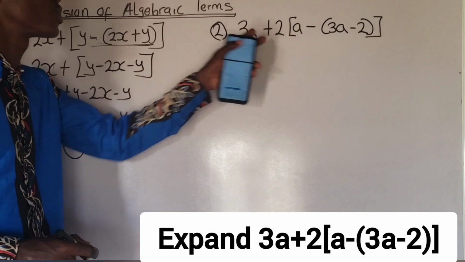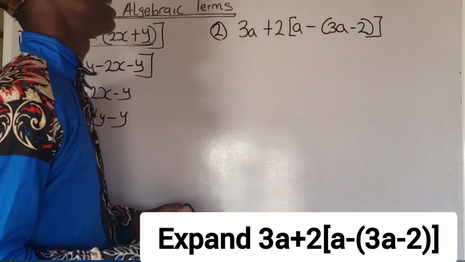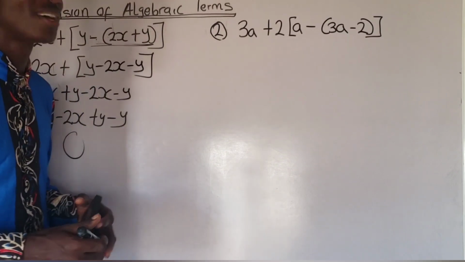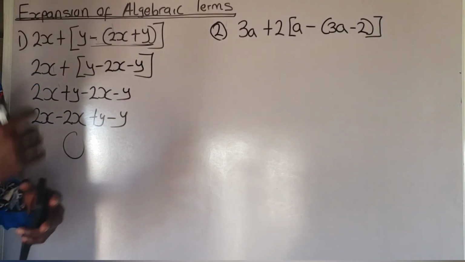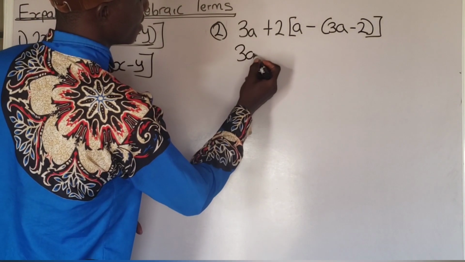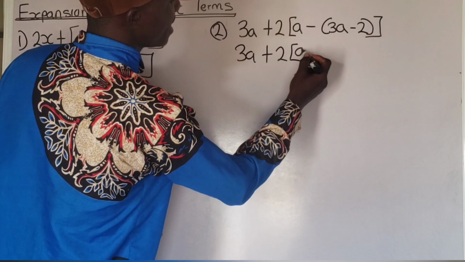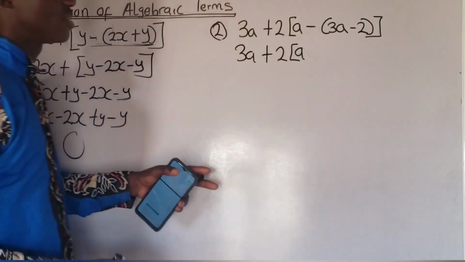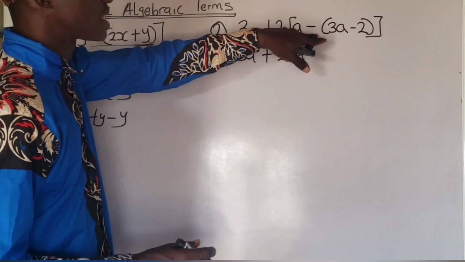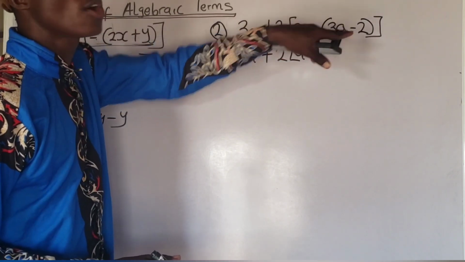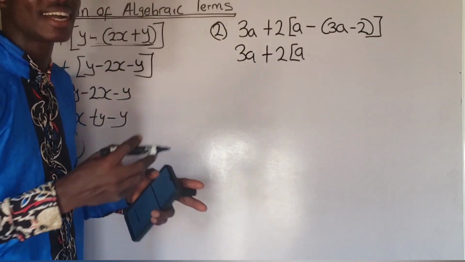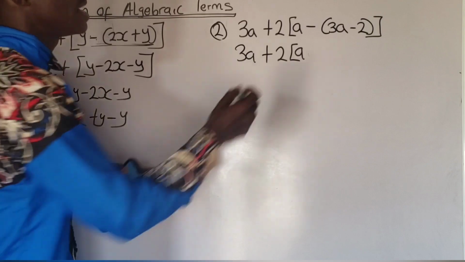We have 3a plus 2, all in brackets, a minus 3a minus 2, all in brackets. We are asked to expand this. Don't forget, the first step is to deal with the terms inside the bracket. So I'm going to have 3a plus 2 in bracket a minus. Now, you see, there is a negative sign at the front of this bracket, and because I have a negative sign, this sign will multiply all the terms inside the bracket. Though I'm only seeing a negative sign, there is an invisible 1 also. So I'm going to have a -1.